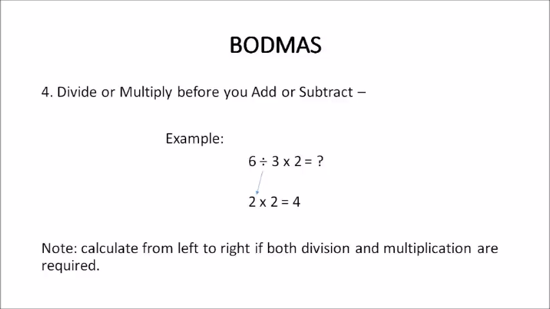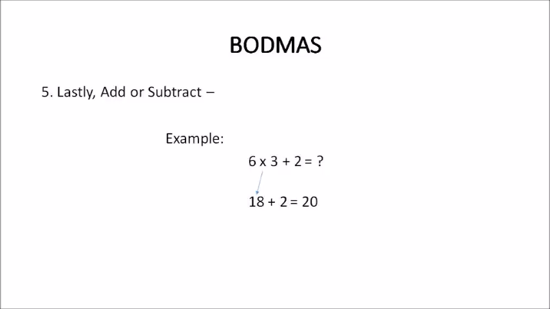Now in this question, you have multiplication and addition. Which do you do first? According to BODMAS, multiplication comes before addition. So you'll do 6 multiplied by 3, which is 18, and then you add 2, which is equal to 20. So 18 plus 2 is equal to 20. Now this example was pretty clear. You have multiplication before addition. Now just remember, don't make an error.